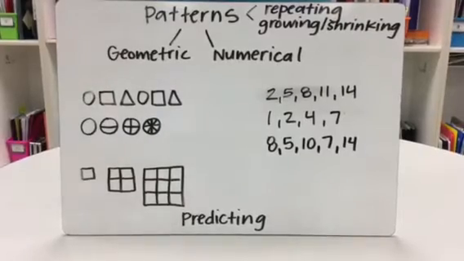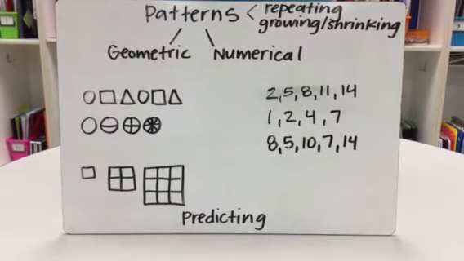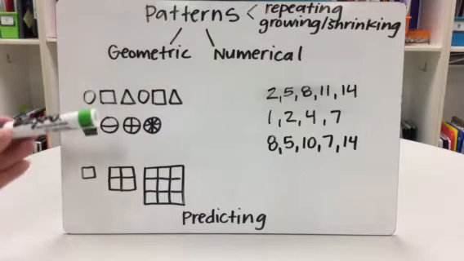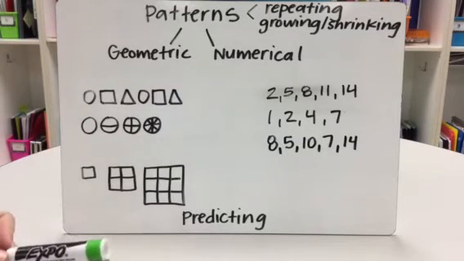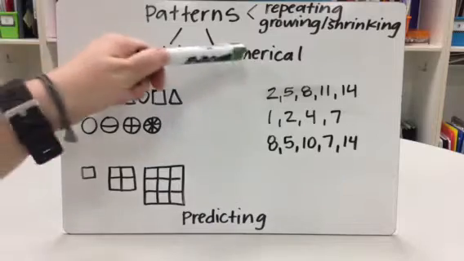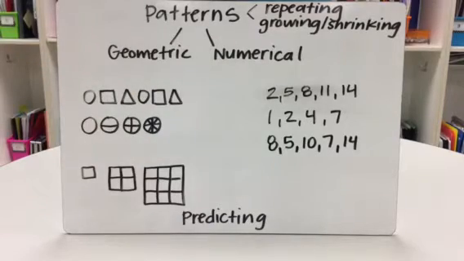In this video, I'm going to be modeling for you some of the concepts that we have been talking about recently with patterns. There's a couple of different big vocabulary words that we use with patterns. First of all, a pattern is something that you notice happening over and over again, a rule that is happening, and it can happen with shapes or numbers. Geometric, so they should think shapes or symbols, and numerical is with numbers and operations.